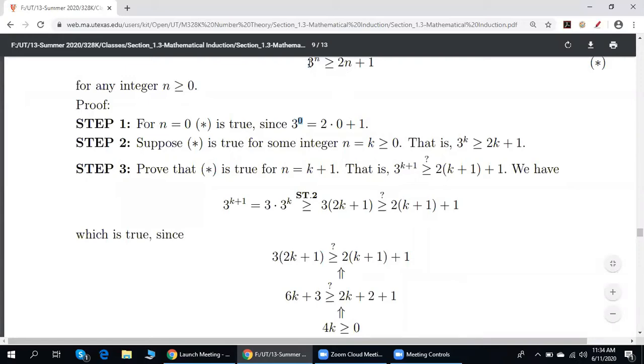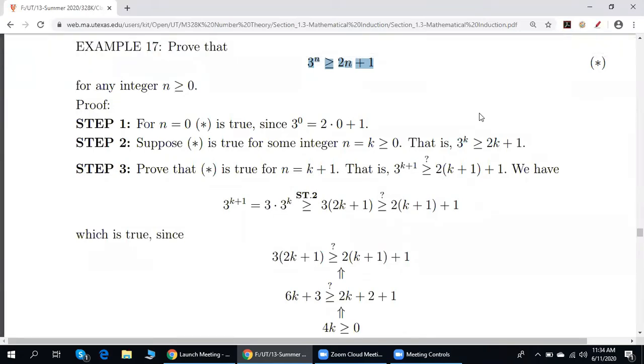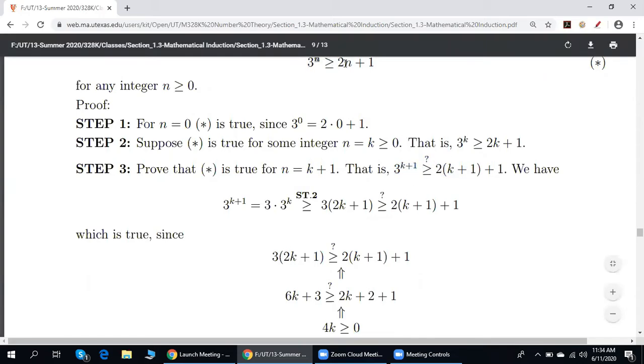Step 2. Suppose this is true for some integer n is equal to k, where k is greater or equal to 0. Suppose this. Step 3. We want to prove that this is true for n is equal to k plus 1. Once again, in order to come up with this, we replace n here and here by k plus 1. Done. We start with the left-hand side.